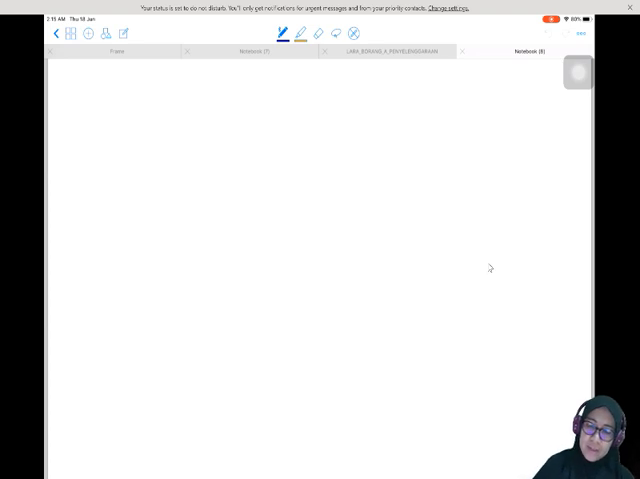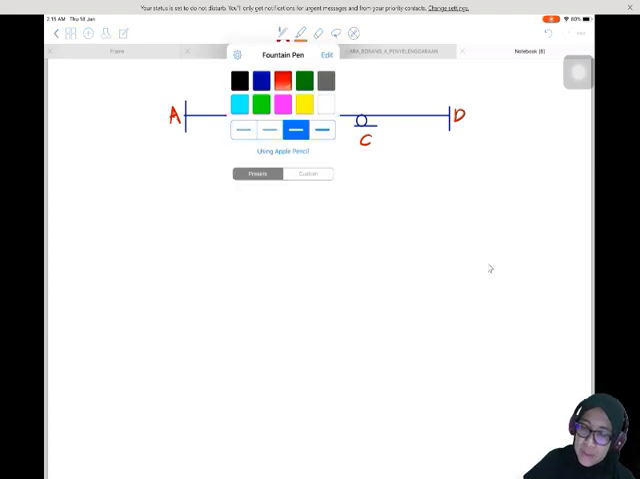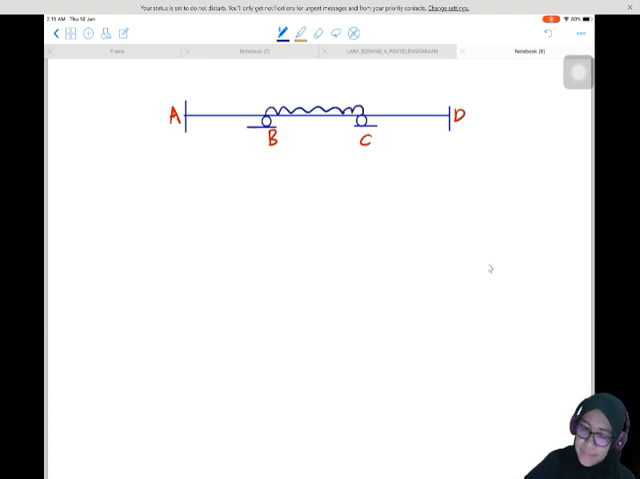We will start with this. Consider this continuous beam, A, B, C, and D. As you can see on your screen, this beam has a uniformly distributed load and a point load, of 200 kilonewton and 30 kilonewton per meter.